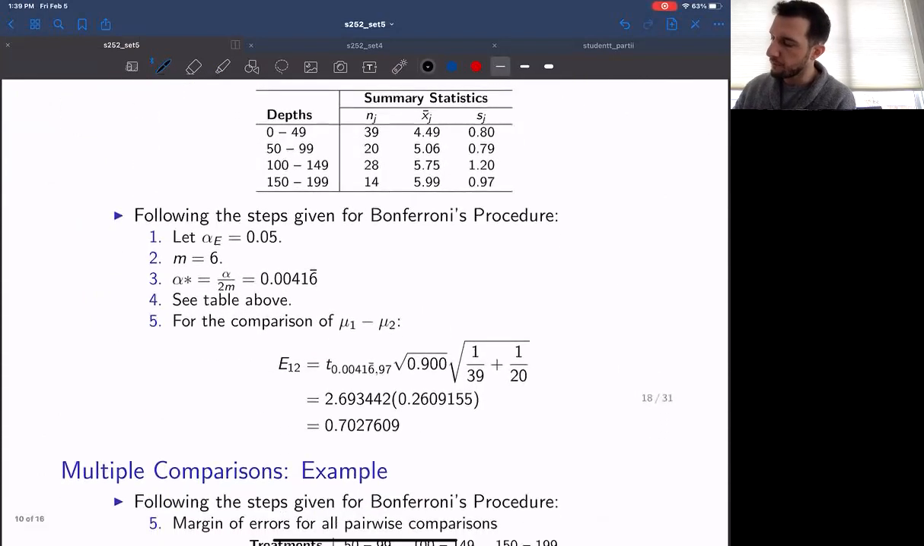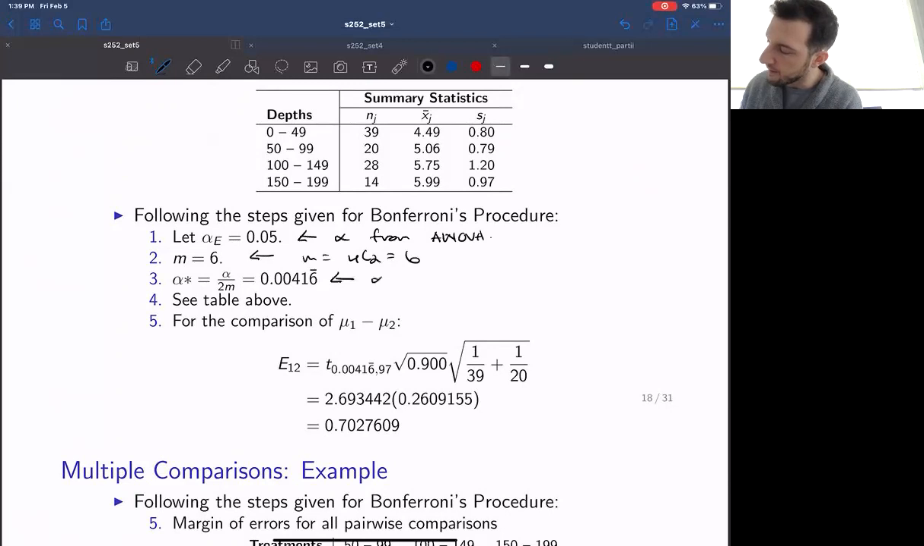So if we use the Bonferroni procedure, we start by declaring our overall significance level. So we have alpha E here. This is alpha from the ANOVA. Then we compute the number of comparisons here. So this is little m, which is 4 choose 2, which is 6. Then we compute alpha star. This is our alpha I. So this is 0.05 divided by 2 times 6, which is 0.0041.